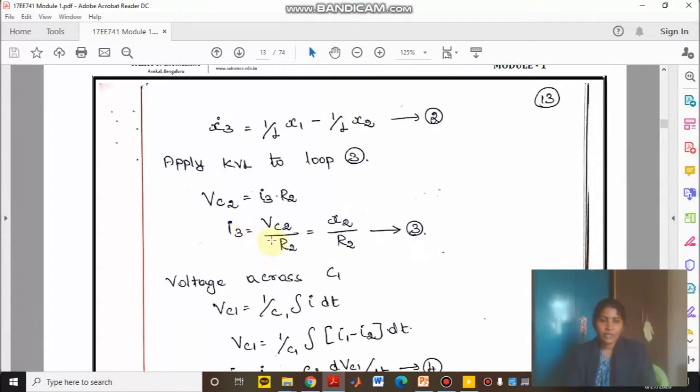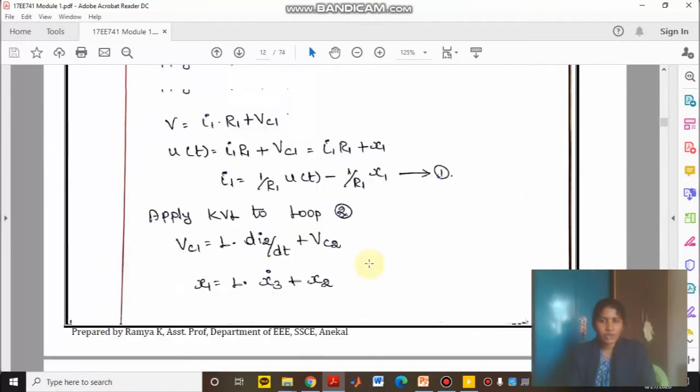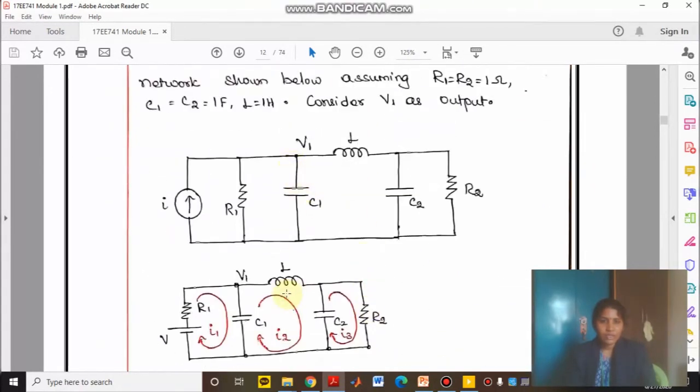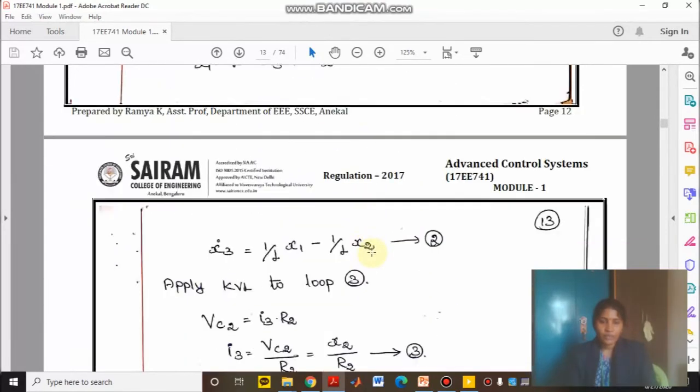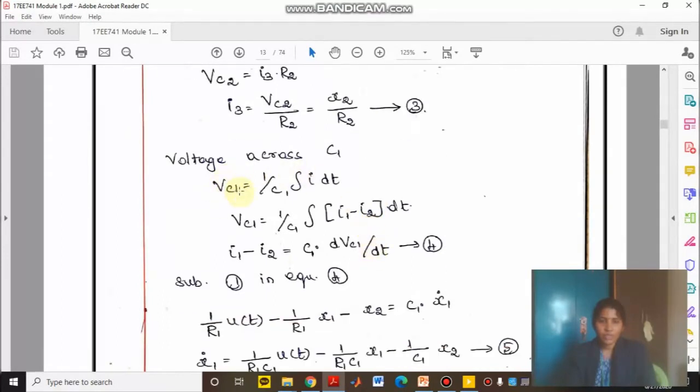After doing this, you will get I3 is equal to Vc2 divided by R2, which is equal to x2 by R2. Now what is the voltage across the capacitor? It is Vc1, which is equal to 1 by C1 into integration of I dt. What is the current flowing through this capacitor? I1 minus I2. Therefore, the voltage across the capacitor Vc1 is equal to 1 by C1 integration of I dt. I is nothing but the current flowing through C1, that is I1 minus I2.